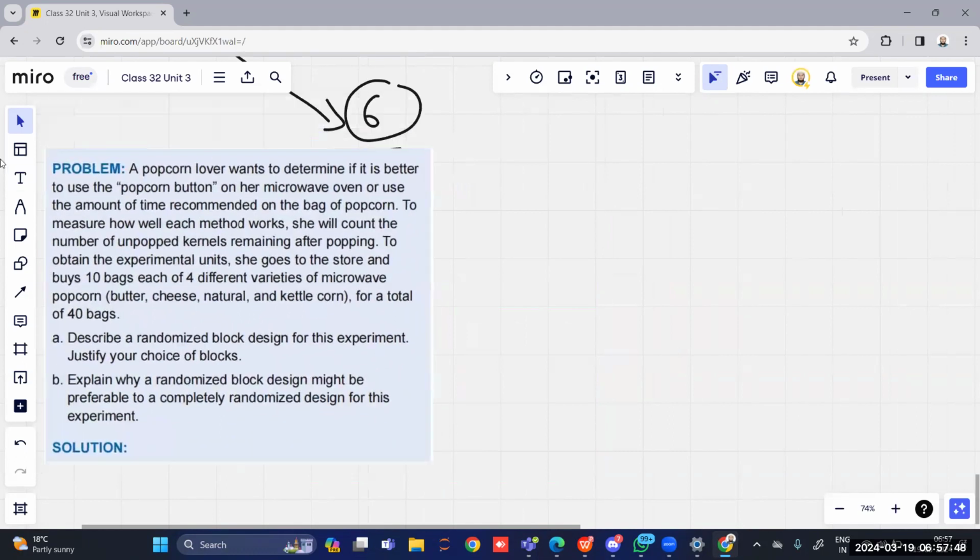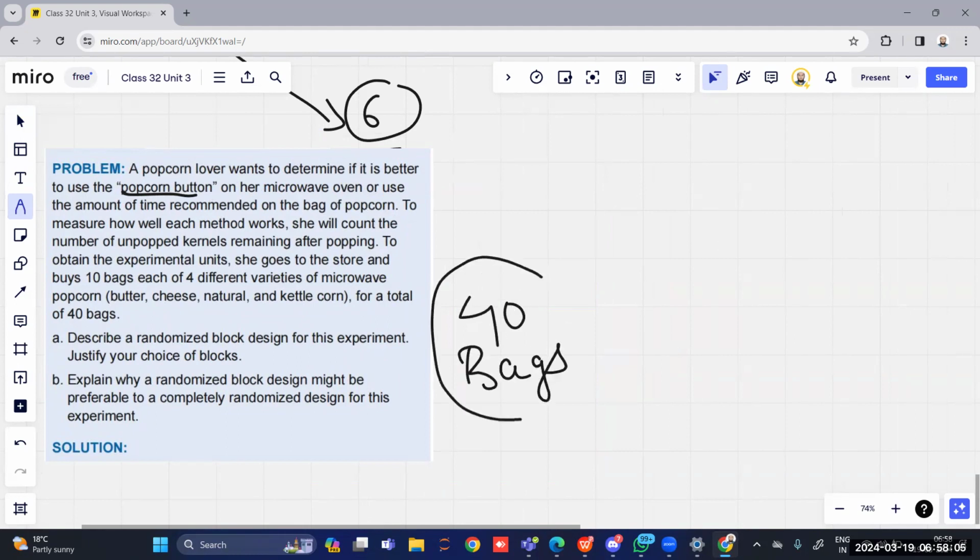Okay. So a popcorn lover wants to determine if it is better to use the popcorn button or her microwave. So generally I'll come to the solution. There are 40 bags, and here we are using a randomized block design. So what is the first step? To distribute into blocks. So how many different varieties are there for the 40 bags? Four.